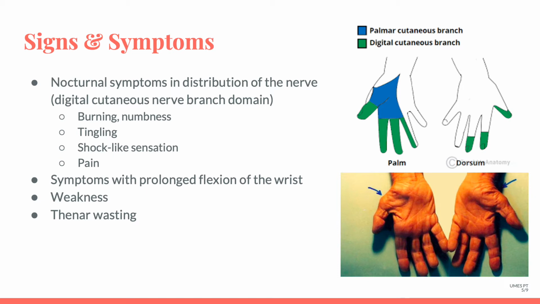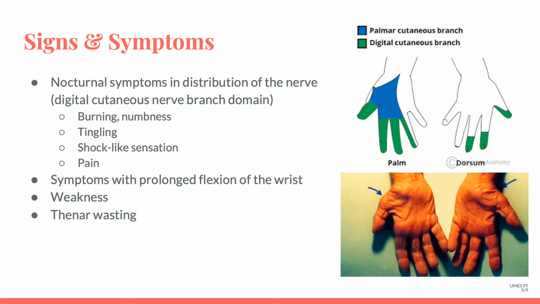So some of the signs and symptoms of carpal tunnel: it begins with nocturnal symptoms in the distribution of the nerve. The reason for this is that when you're sleeping, you're maintaining your wrist in a flexed position, and there's a theory that there isn't a musculoskeletal pump that's activated as when you're moving during the day. So it allows the pooling of fluids in your wrist, and that leads to inflammation and compression of the nerve.